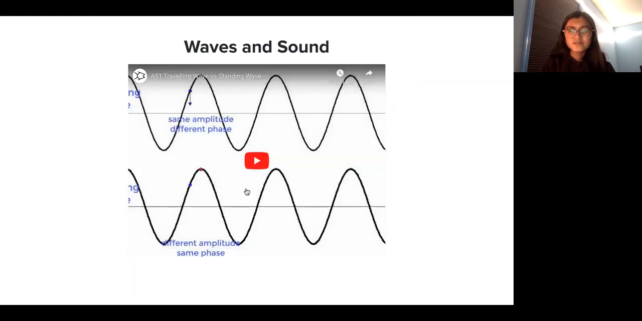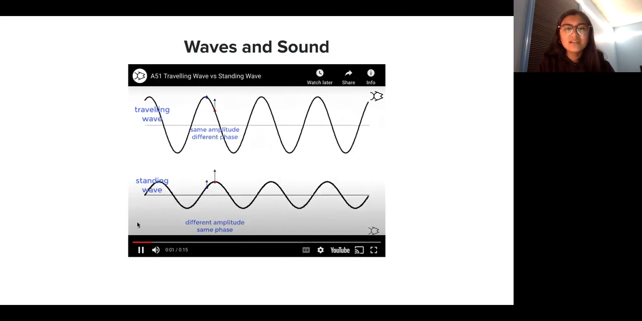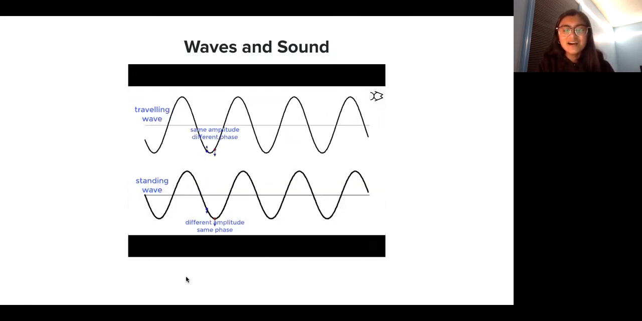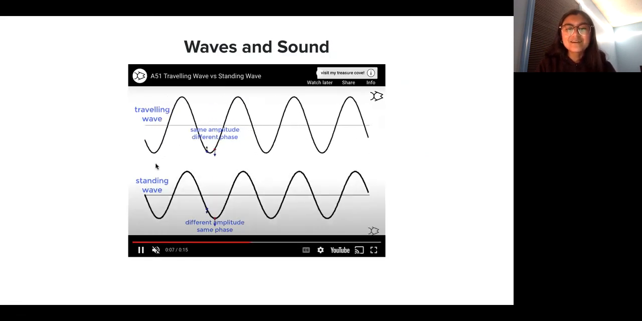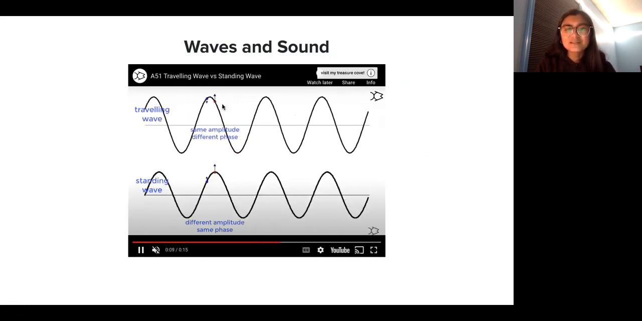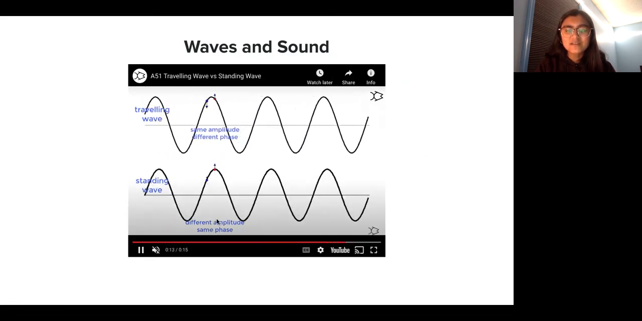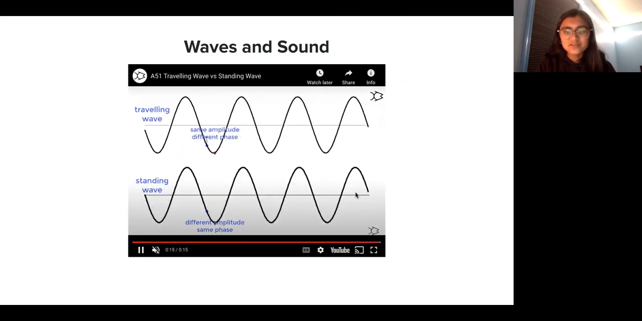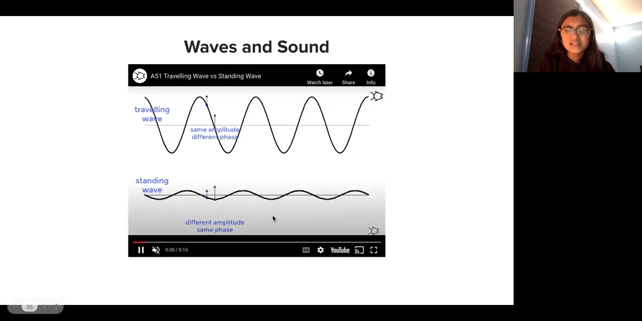Oh, and then this is the difference between a traveling wave and a standing wave. I thought this would be the best way to see it. You can see that this one is actively moving across the screen, whereas this one involves shifts in amplitude in the same phase. So just two different types of waves, traveling waves and standing waves.